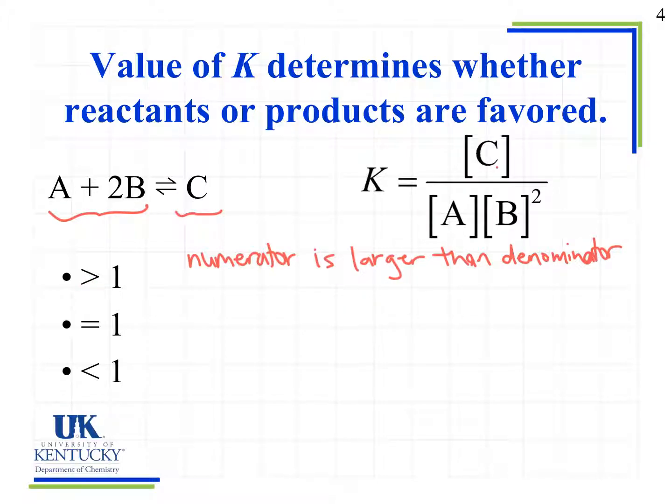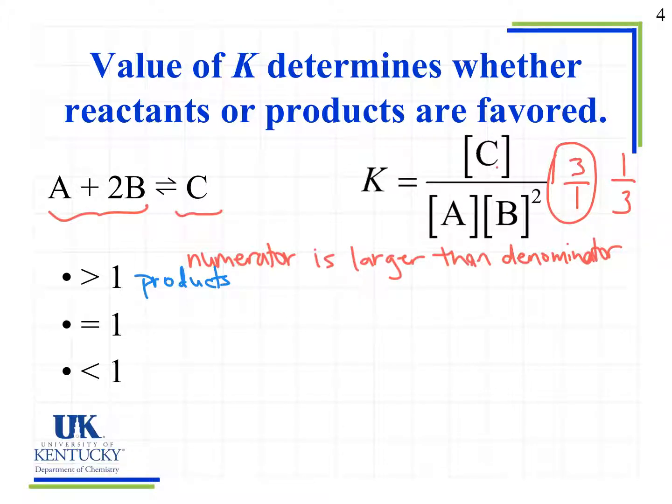Think about it in very simple terms. If we have 3 over 1 versus 1 over 3, this will give us a value greater than 1. The 1/3 gives us a value less than 1. So in order for this to be greater than 1, the number on the top has to be larger than the number on the bottom. And what that tells us is that we are favoring products. So if the K value is greater than 1, we say it's favoring the products.